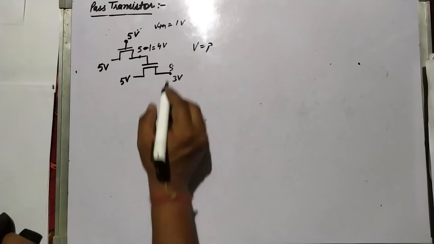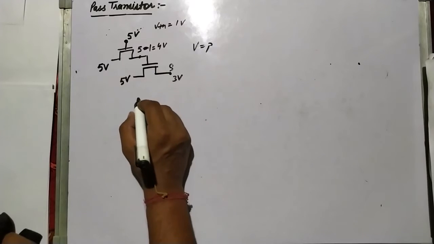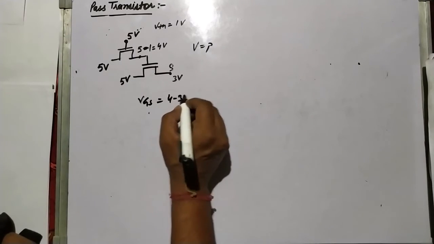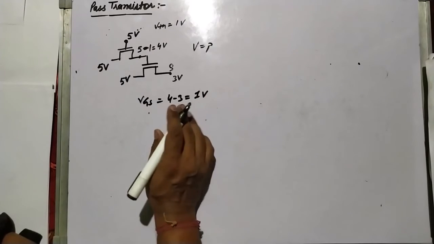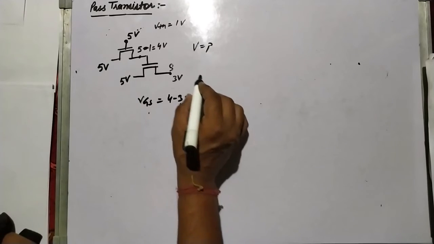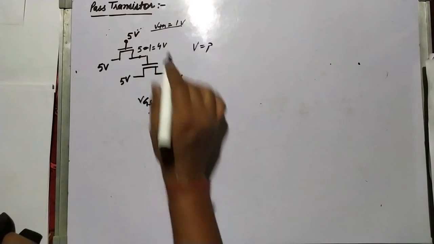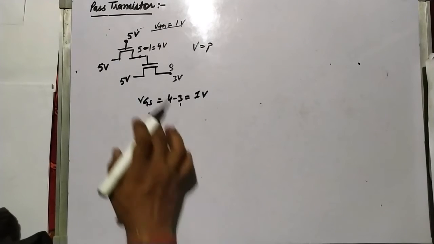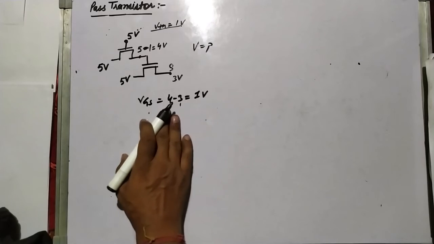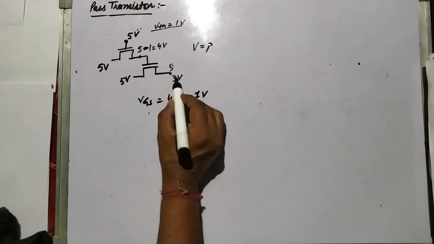Why is it 3 volt? See, 4 minus 3 is VGS, which is equal to 1 volt. More than this it can't charge, because if it charges more than 3, VGS will become less than 1, means less than VTH. So this transistor will stop conducting. So this is the problem, so it will become 3 volt.